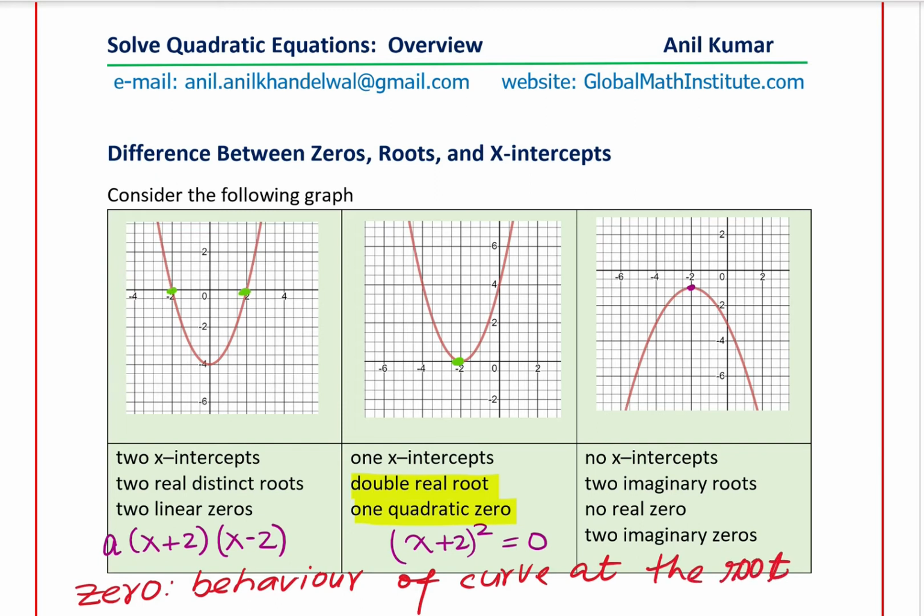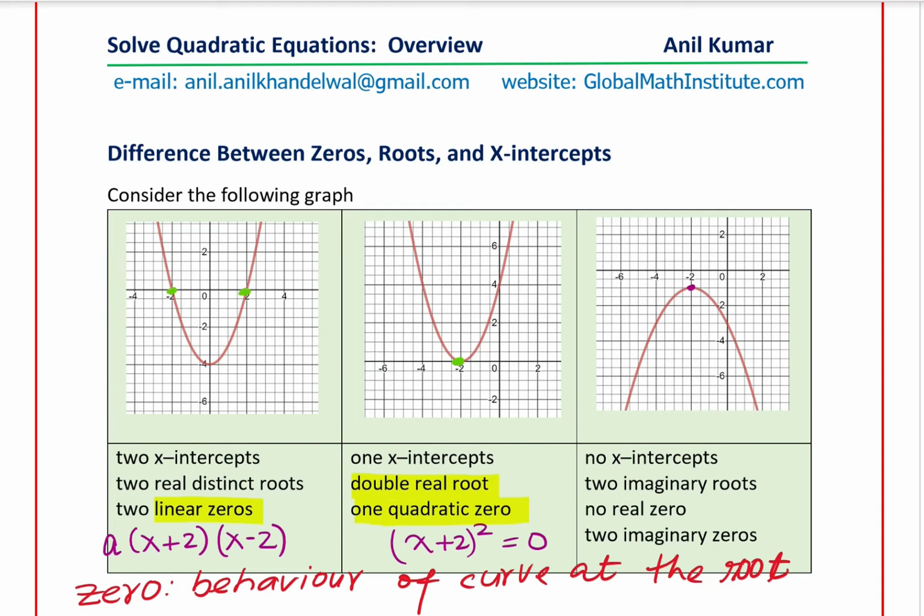Is that clear to you? Perfect. So zeros definitely is a solution also, and it also gives you an added information, and that is the behavior of the curve at this point. So here we are saying linear zero. Let me highlight the term linear zero: it means going like a straight line, and in this case it is turning, and that is what we mean when we say quadratic zero.